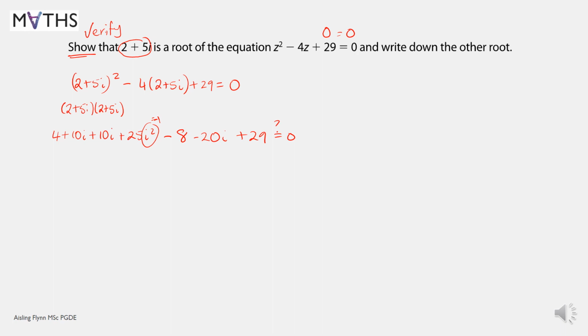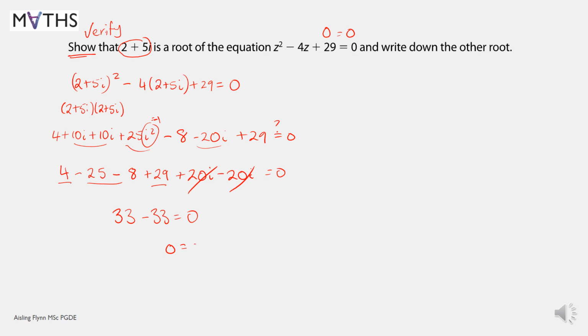Real numbers, we get 4. Now, i squared makes this minus 25. We have a minus 8, and we have a plus 29. With i's, we have two 10s there, which make plus 20i, and here we have a minus 20i. So plus 20i and minus 20i automatically gives 0. Let's look at the numbers. Positive, we have 33, and negative, we have minus 33. So there we get 0 equals 0, and you can say 2 plus 5i is a root.